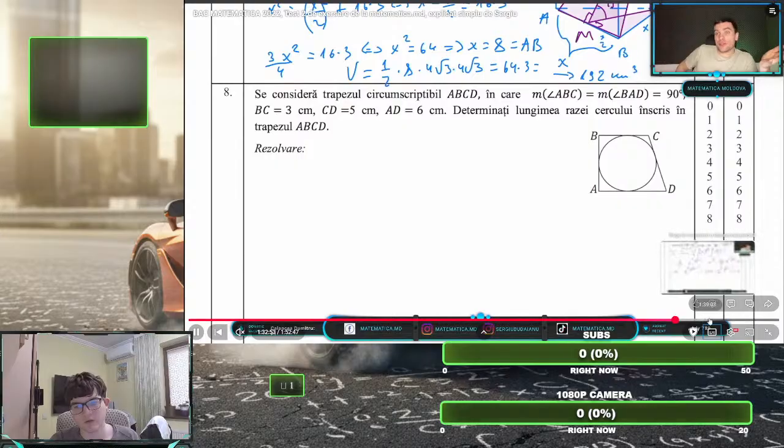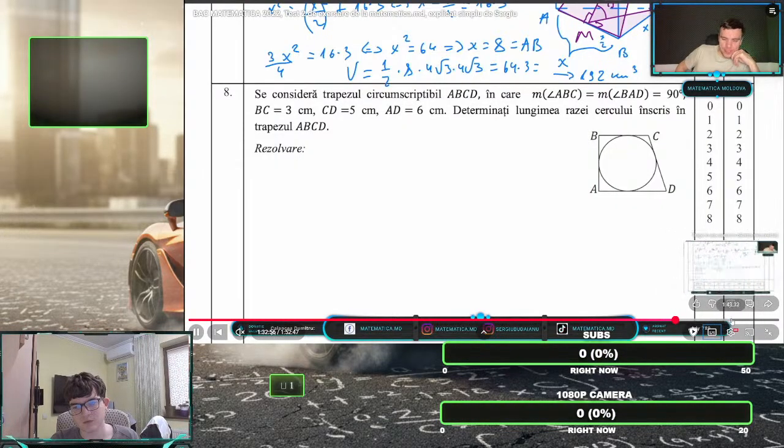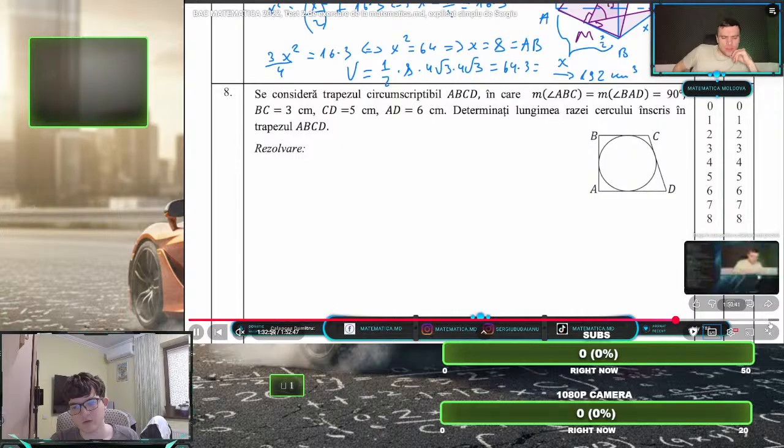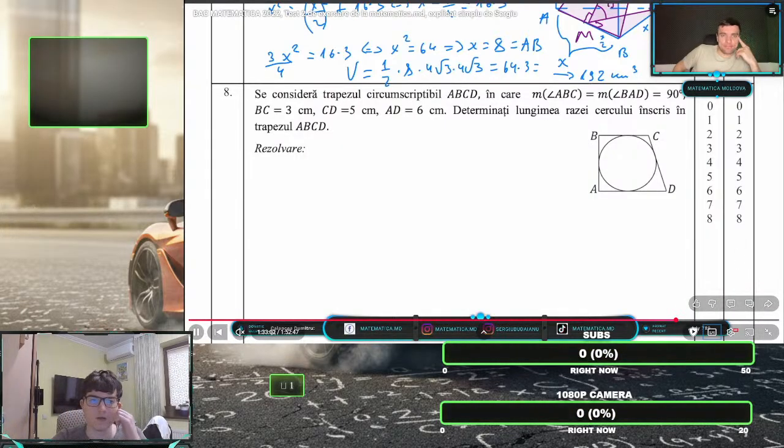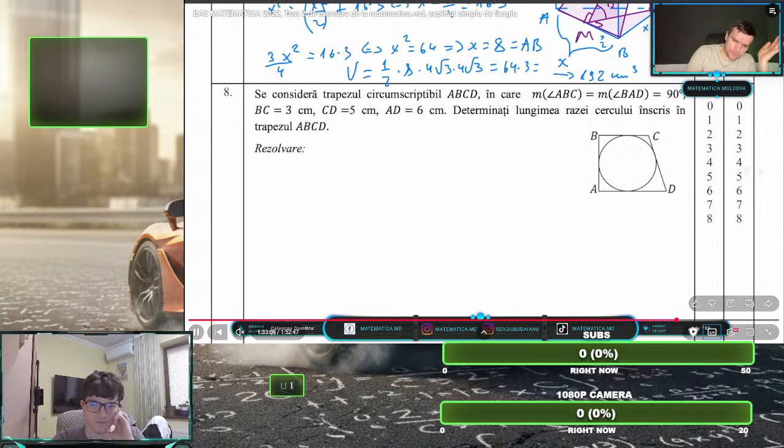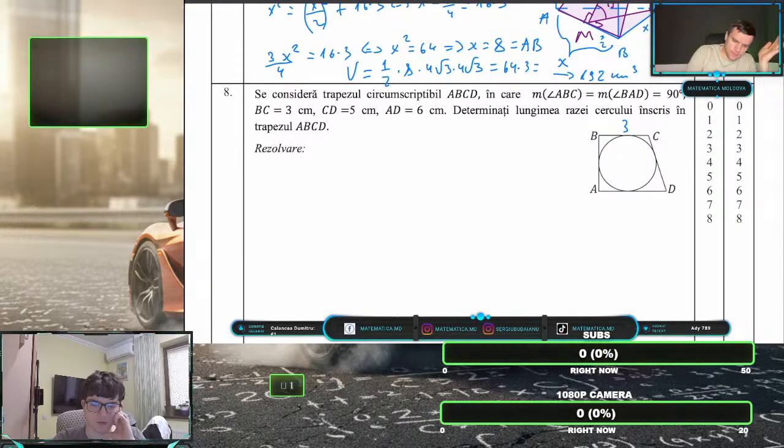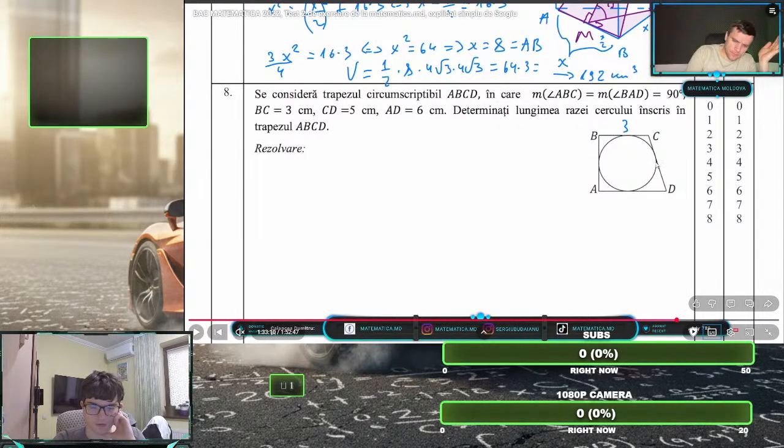Oh my gosh, another geometry problem. So essentially, there's this thing. ABC and BAD are both 90 degrees. BC is 3, CD is 5, AD is 6. Find the length from the center of a circle to the edge of it.